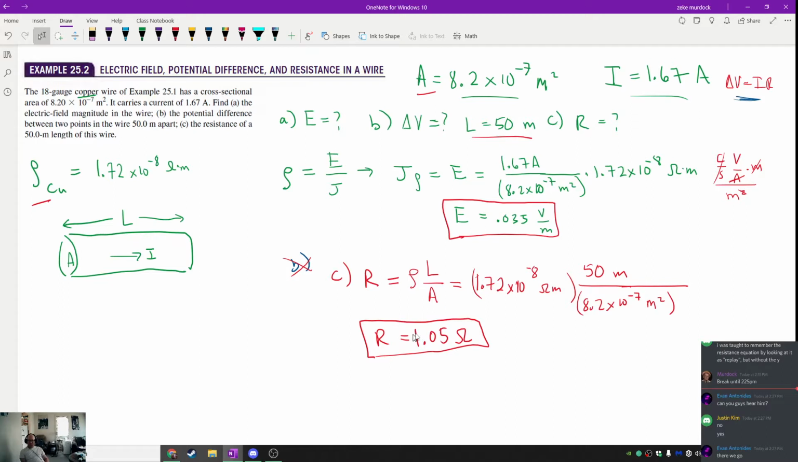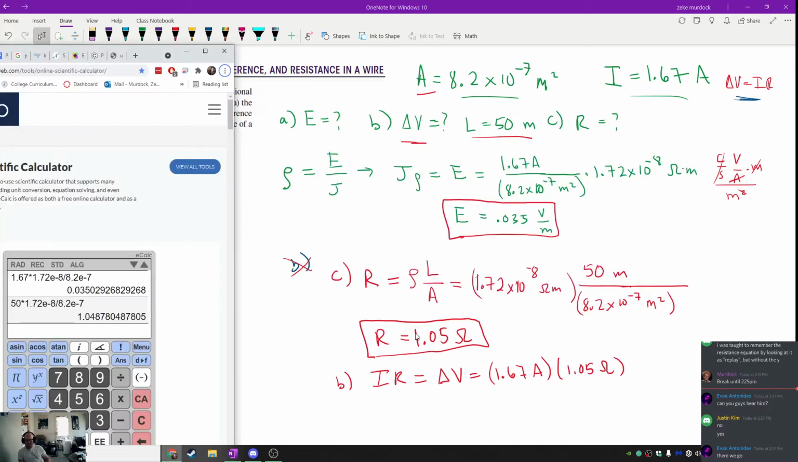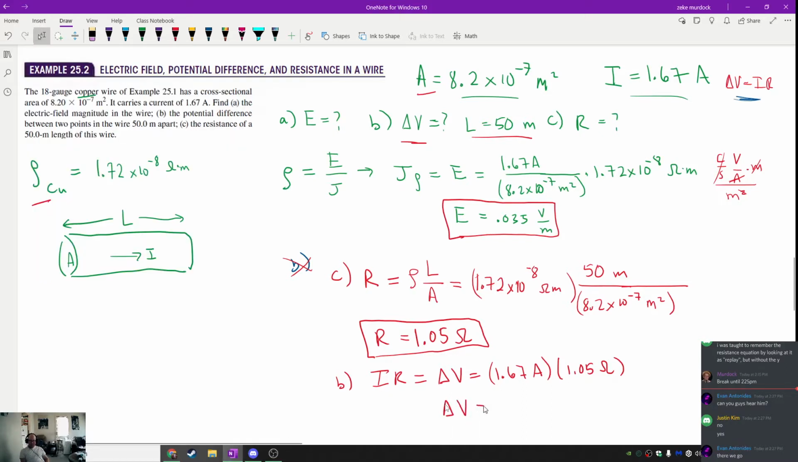That's going to be the resistance of our wire, and then we can use that to do part B, because then if we take I times R, that should be equal to delta V, which is what we want to find here for part B. So that's going to be 1.67 amps multiplied by 1.05 ohms. It's going to be pretty much 1.67, but if we basically do this times 1.67, we get 1.75 volts.